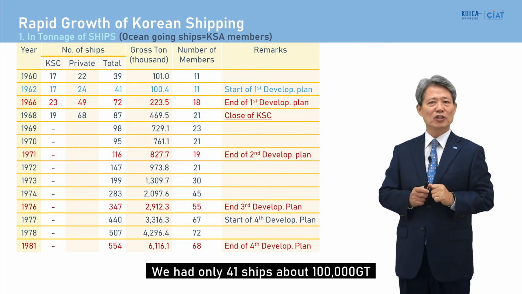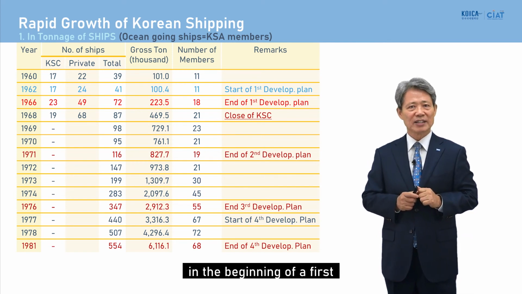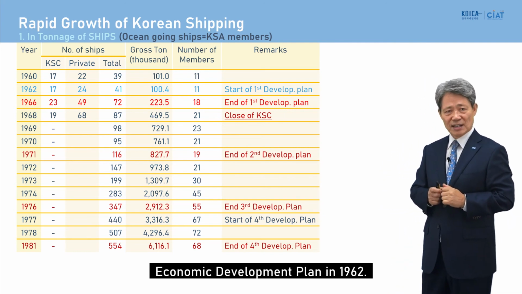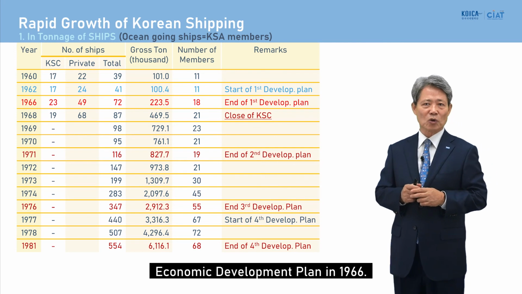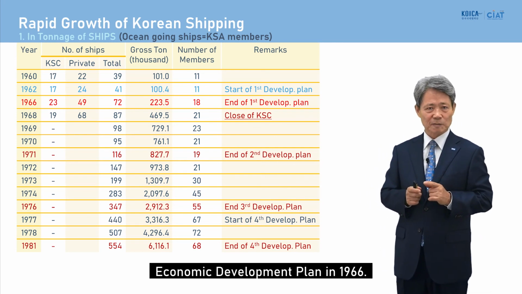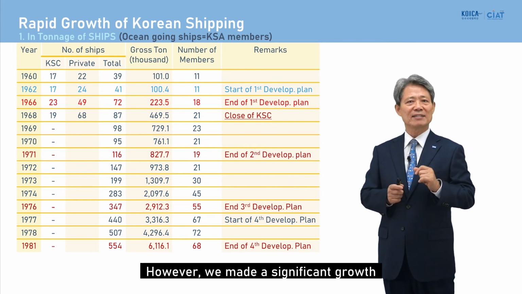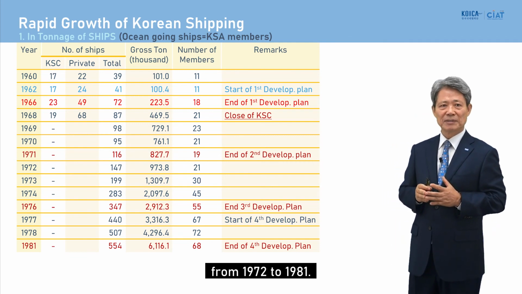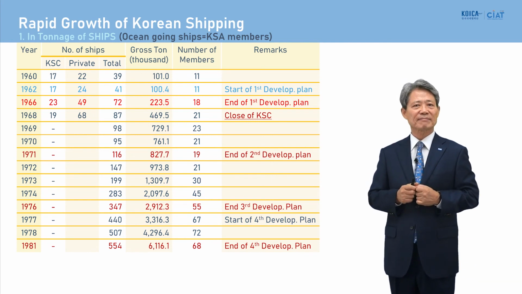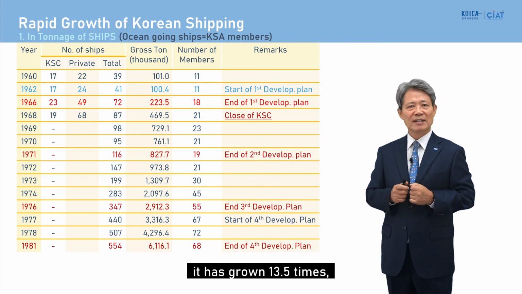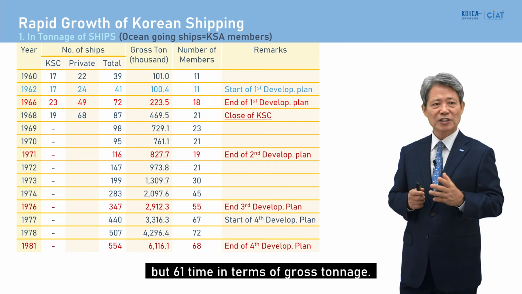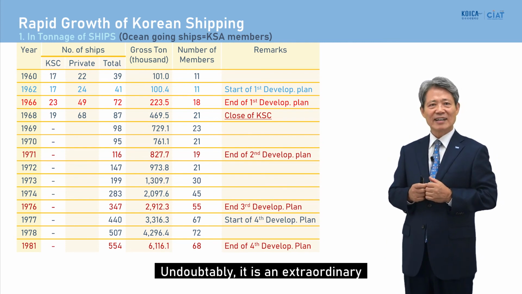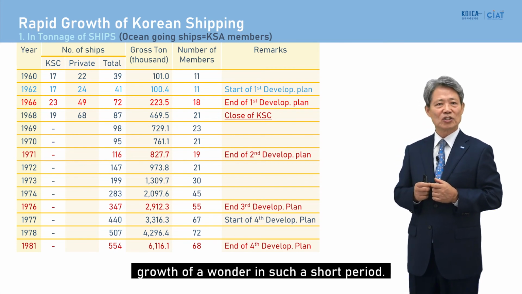We had only 41 ships of about 100,000 gross tons at the beginning of the first economic development plan in 1962. It nearly doubled at the end of the first economic development plan in 1966. However, we made significant growth during the third and fourth economic development plans, from 1972 to 1981. The number of ships grew 13.5 times, but 61 times in terms of gross tonnage. Undoubtedly, it is an extraordinary growth, a wonder in such a short period.